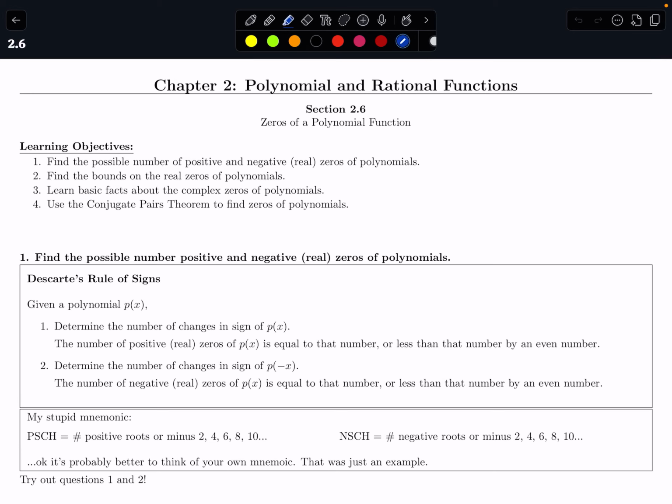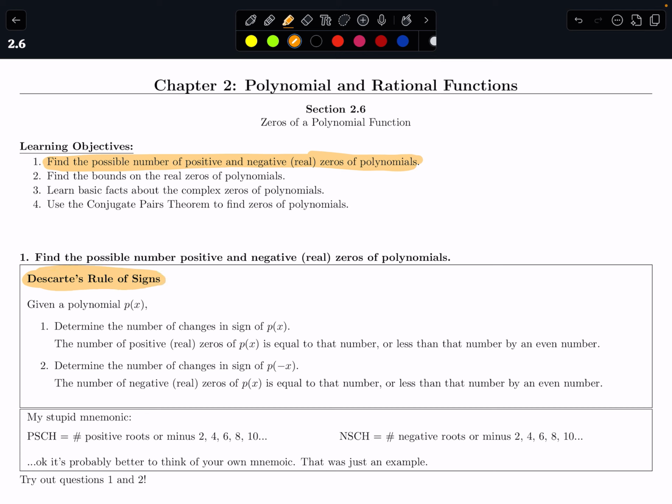Math 135. This is section 2.6, the second to last section of chapter 2. Skipping the intro today, we're going straight to the learning objectives. Number 1, find the possible number of positive and negative real zeros of a polynomial. And that's just basically applying Descartes' rule of signs, which we'll talk about in this video.